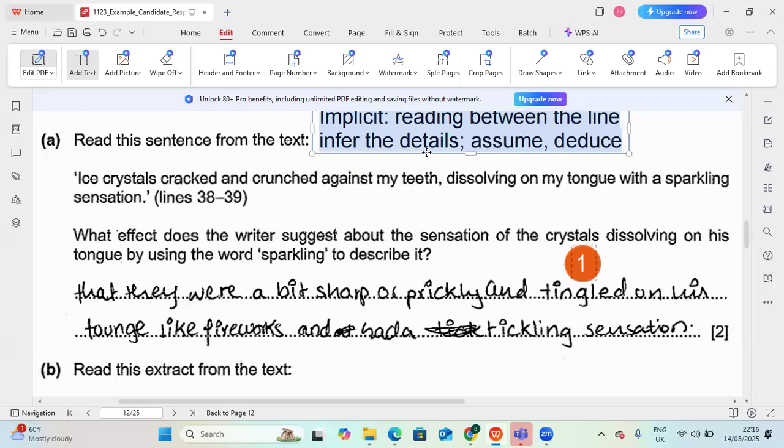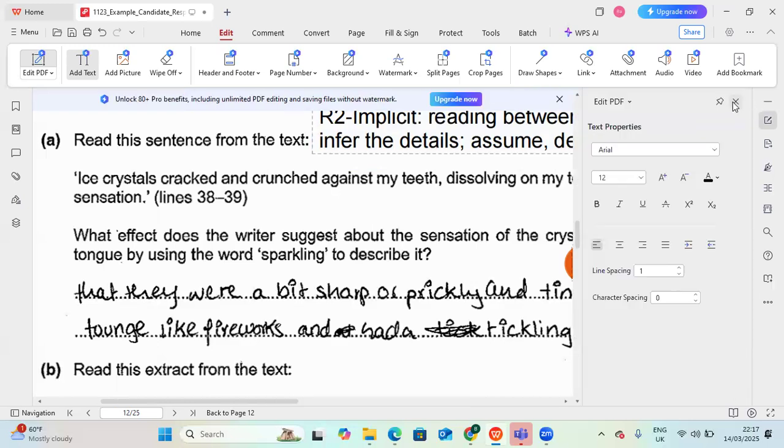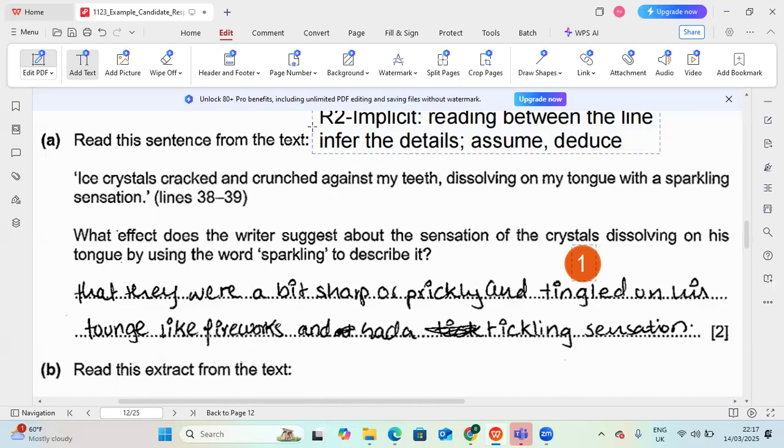So this is your reading skill called R2 in the paper. This entire question, question number two, is based on R2, which is implicit questions, right? So in these questions, your 2A in paper 1123 will always be what effect does the writer suggest? Okay, and they'll give you an extract from the text insert, and from that extracted line you have to suggest what is happening at this moment in the text.